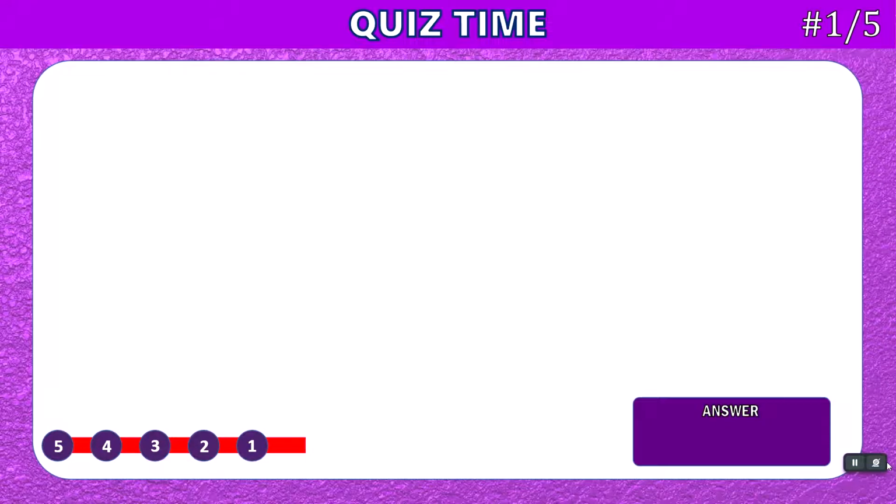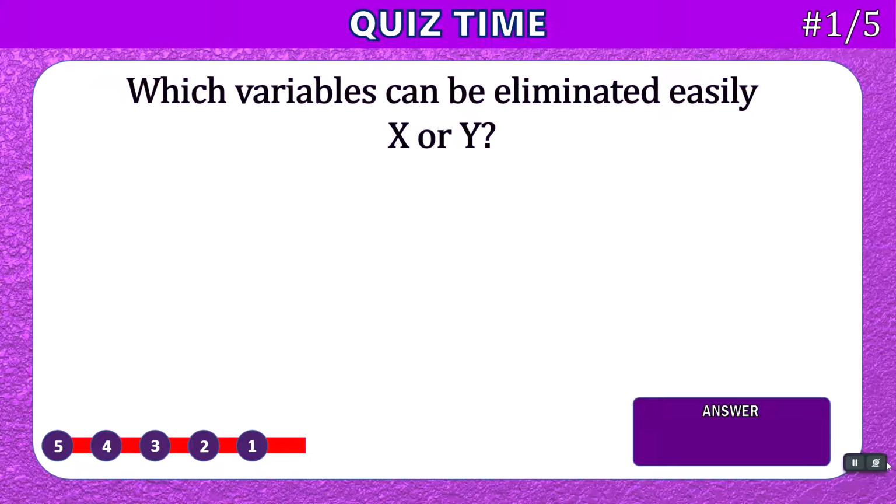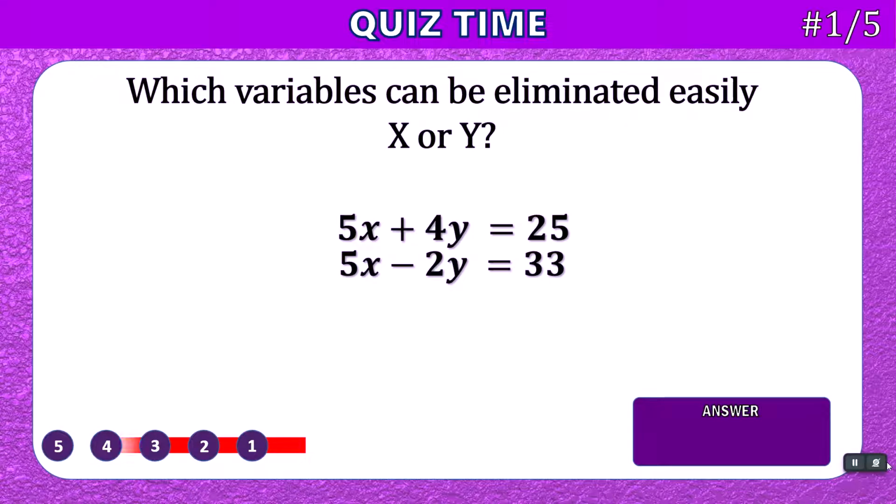And now it's quiz time. Which variables can be eliminated easily? X or Y? You have 5 seconds. Time's up. The answer is the X's. We can see that the coefficients in front of the X's are 5s. They are the same, and they are easily eliminated.